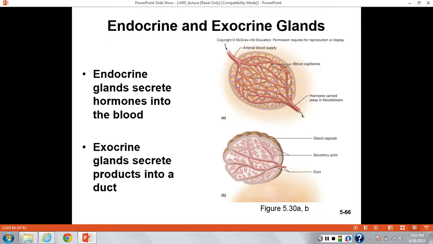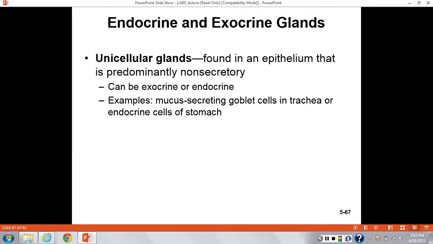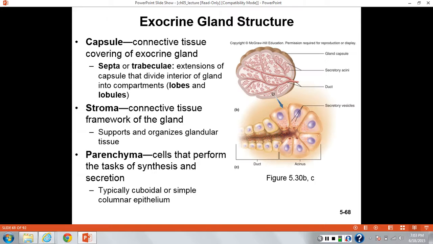Alright, so this is an example of an endocrine gland. You see the blood vessels around. It's going to transmit from the blood vessels to the target cell that carries out the function. Exocrine, they secrete theirs into a duct. And then from the duct, it's going to go to the target cell where it carries out its function. Alright, so a unicellular gland, mucus-secreting goblet cells that we find in the trachea and in the stomach. And again, they are exposed to the external environment.